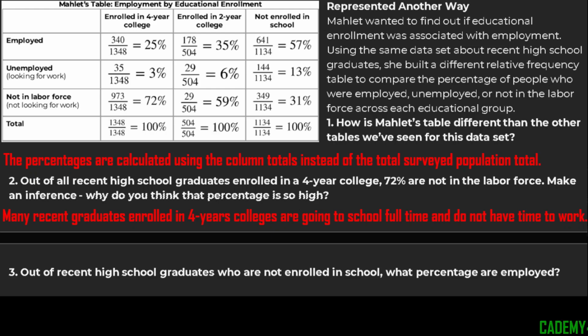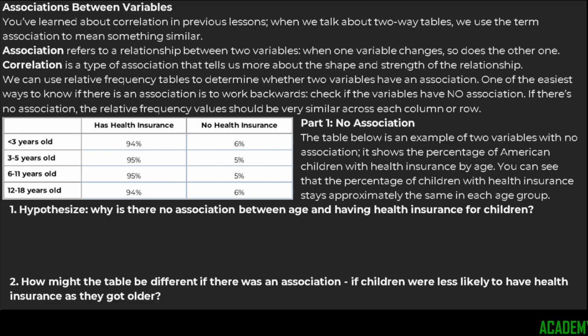Then for number 3, it says out of recent high school graduates who are not enrolled in school, what percentage are employed? So I'm going to look at the graph here. So it says not enrolled in school and are employed is going to be 57%.